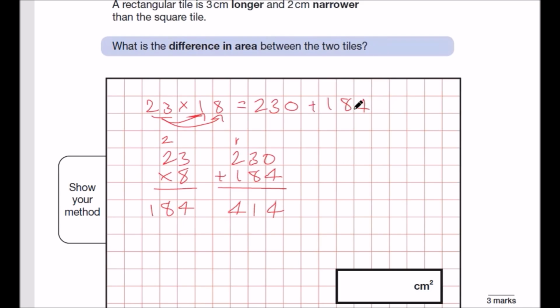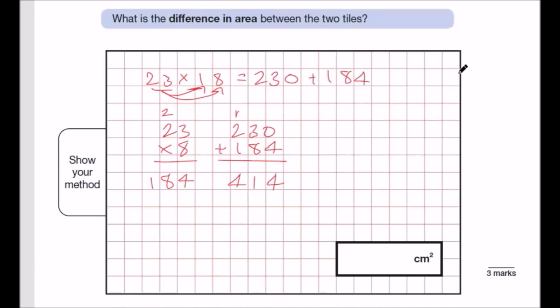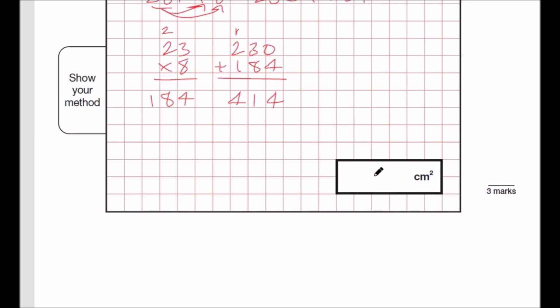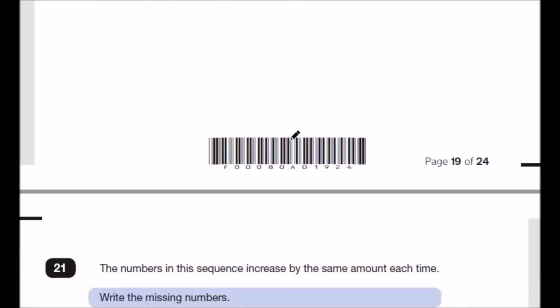So we get 414. Now if we compare the areas, well, this is easy maths. 414 centimeters squared, take away 400 will just give us 14. So the difference is only 14. Not too bad, so the investment sounds pretty worth it if it's the same price.